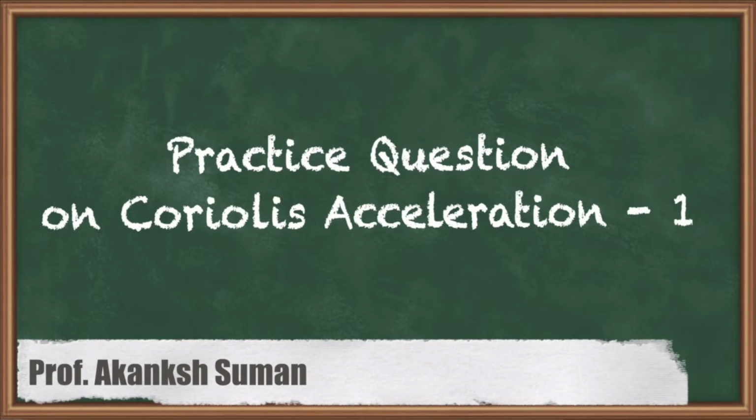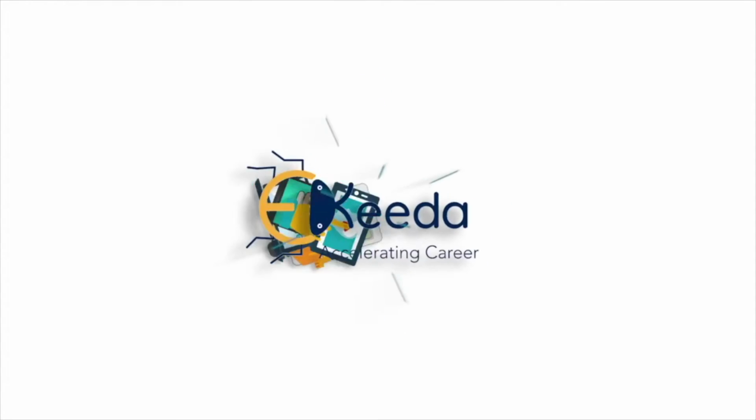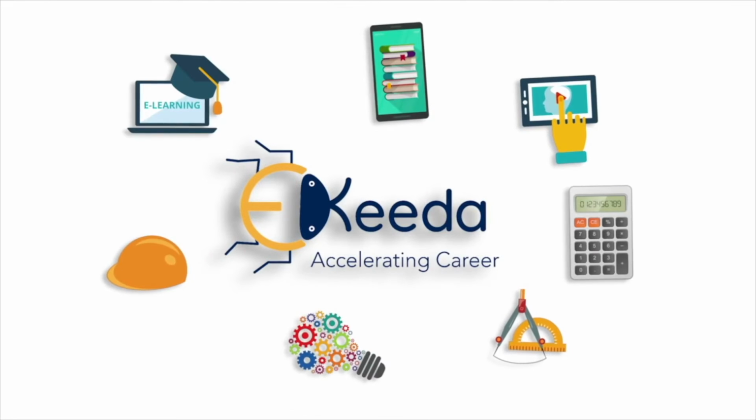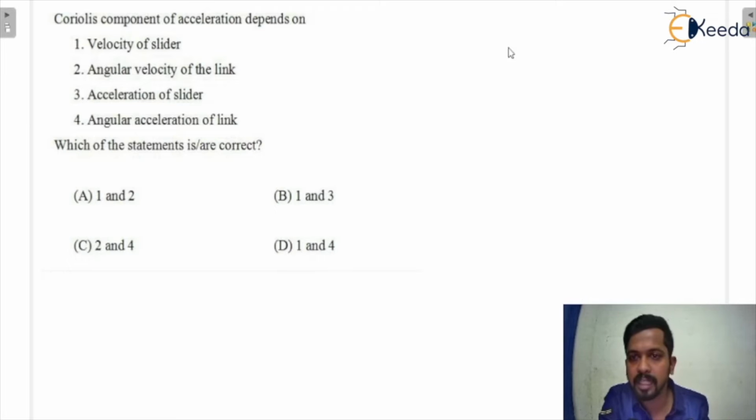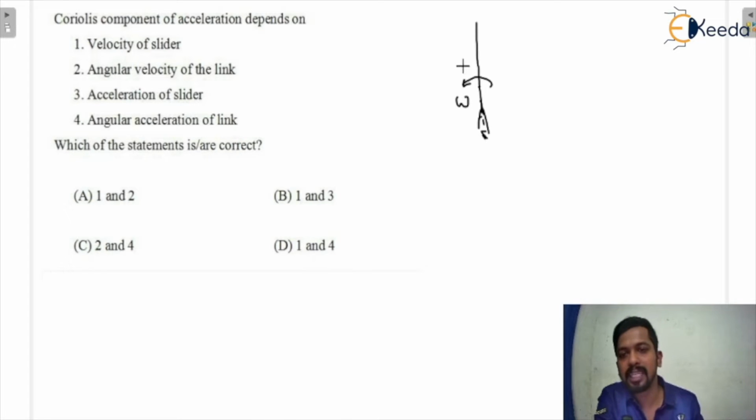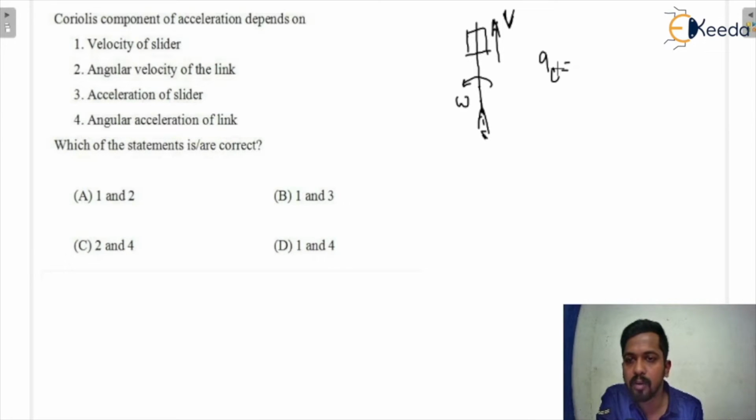Now we are going to solve the questions based on the Coriolis acceleration. We already discussed some points of the Coriolis acceleration when there is a slider sliding over a link which is rotating with an angular velocity omega. The slider is in a sliding motion with velocity v, so we can calculate the Coriolis acceleration.